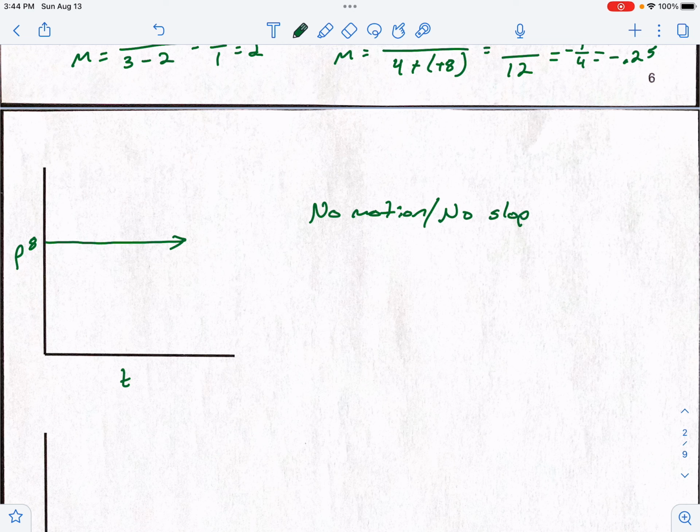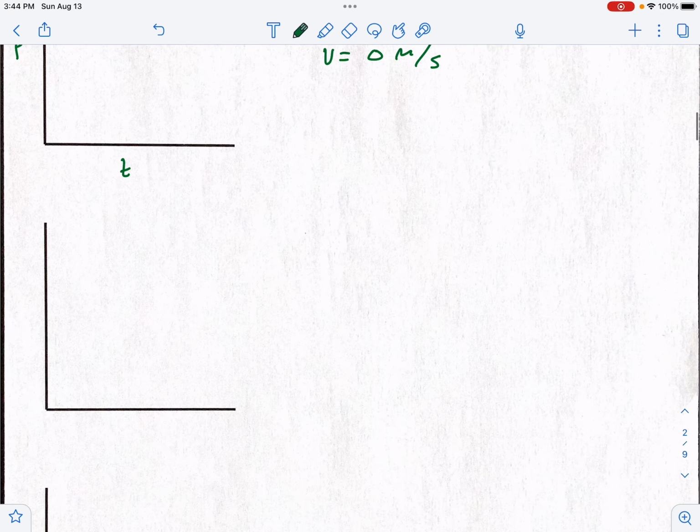Just a flat line. And I use this in my class: if you're in the hospital and you see a flat line on the EKG, that means you are not moving. And that means your velocity would be 0 meters per second. Okay, so now I'm going to go to the next one.